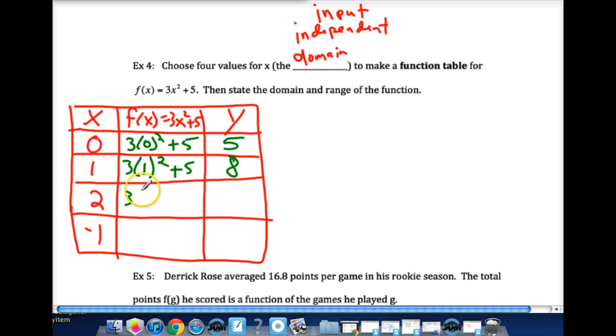Everybody try 2 in your head. Write it out. Do the math in your head. Do your order of operations. And how much do you think that is? 17. I got 17. 2 squared is 4, times 3 is 12, plus 5 is 17. Now watch what happens when you try negative 1. Something weird's going to happen.